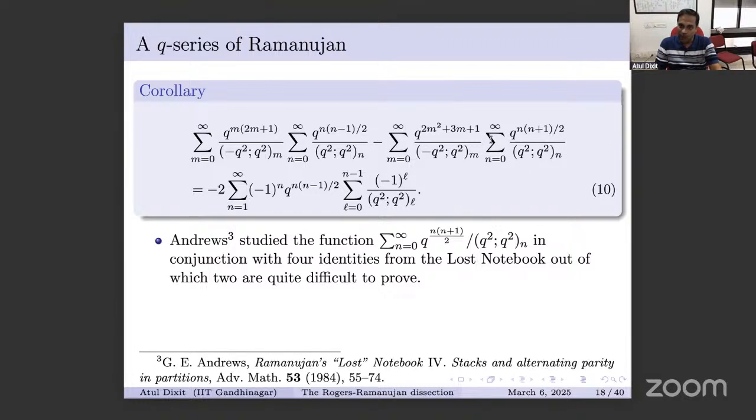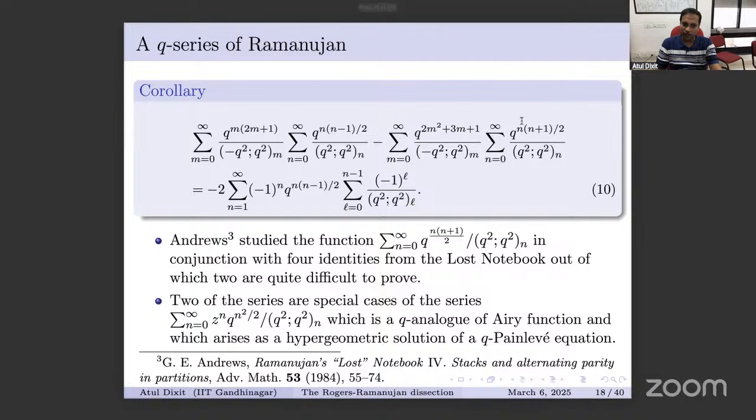But this particular one is quite important. It has been called one of the Q analogs of the Airy function, a special function which is well known. And this particular series also arises as a hypergeometric solution of a Q-Painlevé equation. There has been some work of Japanese mathematicians like Kajiwara on this, as well as by Mourad Ismail.